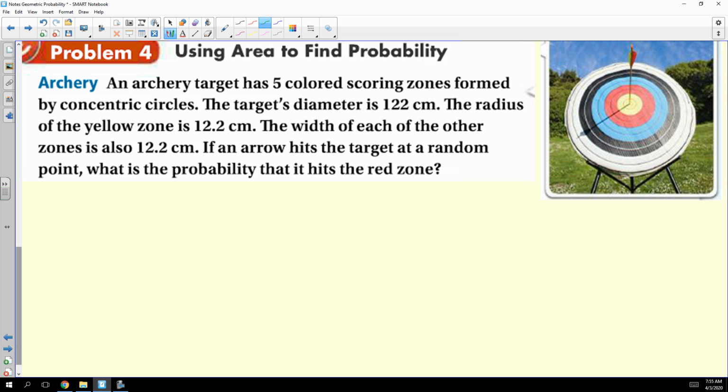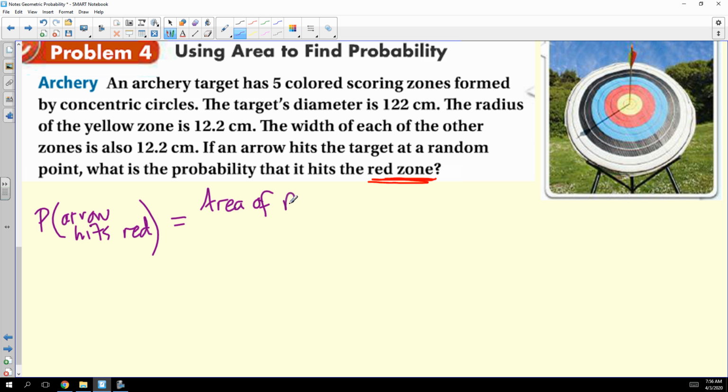If an arrow hits the target at a random point, what's the probability that it hits the red zone? So we want the probability that the arrow hits red. Our successful outcome is the area of the red band, if you want to call it a ring or donut shape. The probability is the area of the red band divided by the total target area.